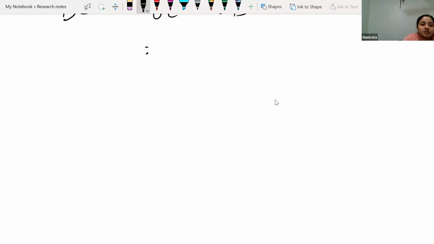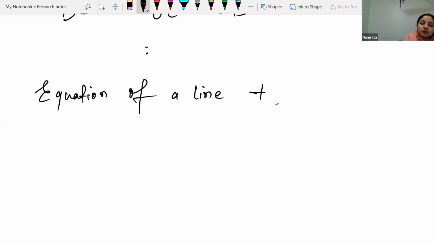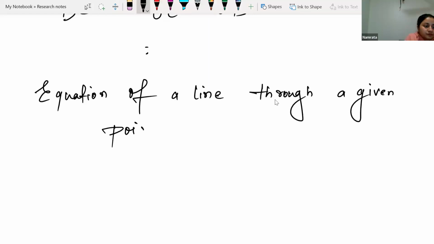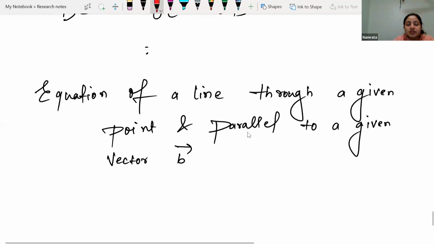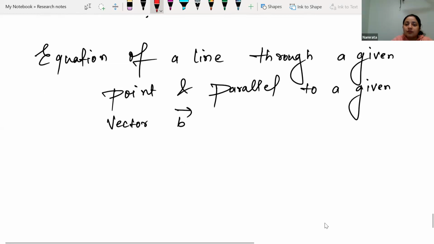Now there is a concept which is related to the equation of a line through a given point and parallel to a given vector B. So for the equation of a line, first we will see the formula, then we will solve a few questions related to it.